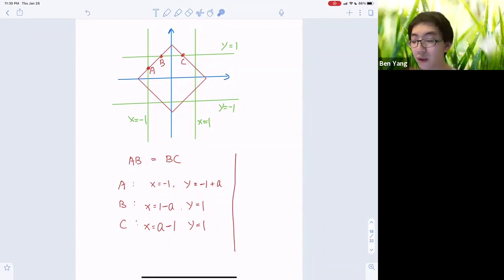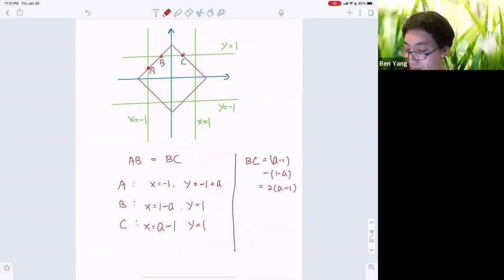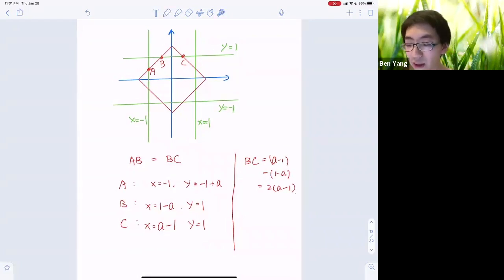Okay, so we know the coordinates of those 3 points. So we should be able to find the distance between, for example, BC and AB. So the distance BC is simply the x-coordinate of C minus the x-coordinate of B. So that's a minus 1 minus 1 minus a. So that's 2 times a minus 1. That's the length of BC. We also want to find the length of AB.